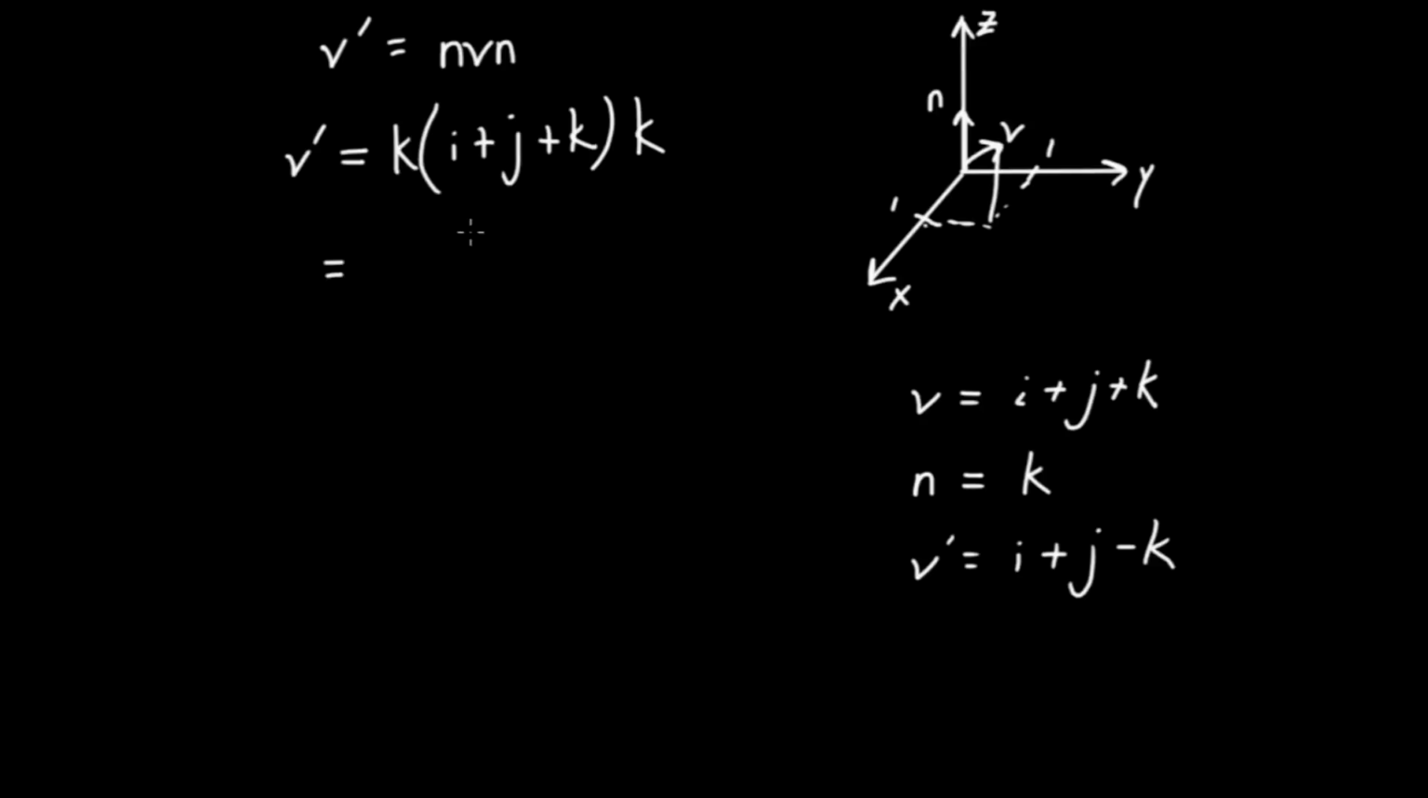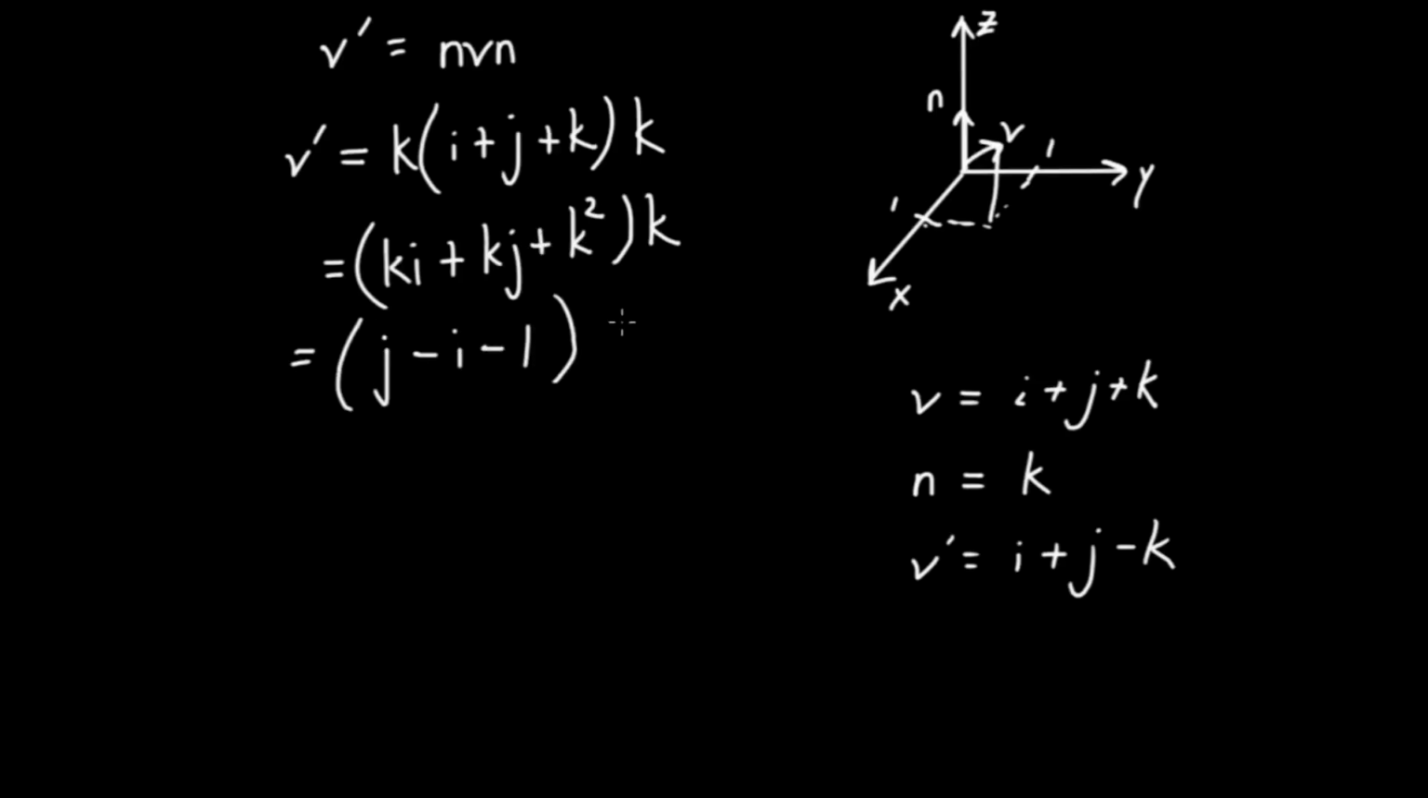Nonetheless, let's distribute here. I'm going to distribute the k on the left, so I have ki plus kj plus k squared. And I still have a k on the right there. So ki is equal to j, plus kj, that's equal to minus i, and plus k squared is equal to minus 1. And I still have the k on the right, so I distribute on the right. So I'm going to have j times k minus i times k minus k.